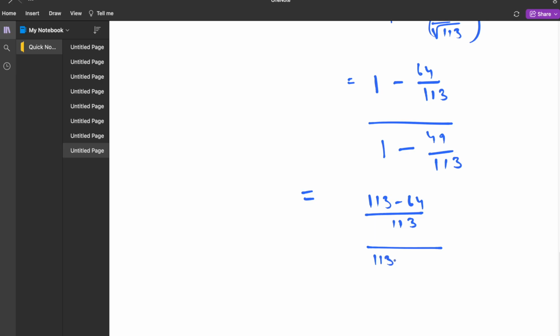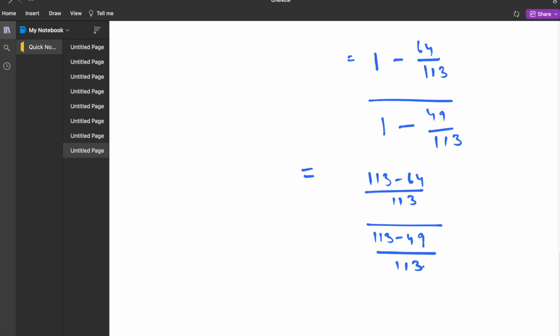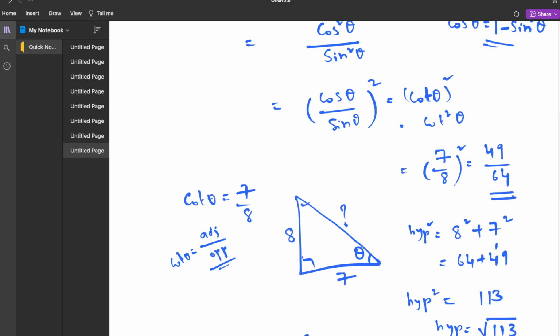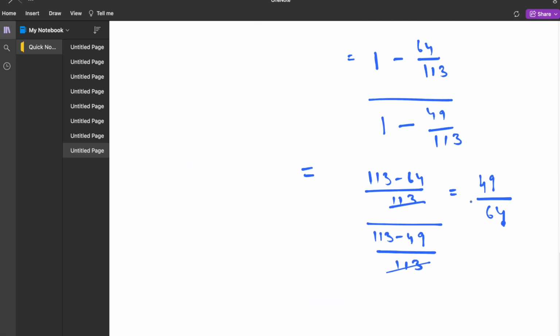Okay, similarly, so this one and this one will get cancelled. Now 113 minus 64 will give you 49, and 113 minus 49 will give you 64. Okay, 49 by 64, same thing. Okay, these are the two methods that we can solve.